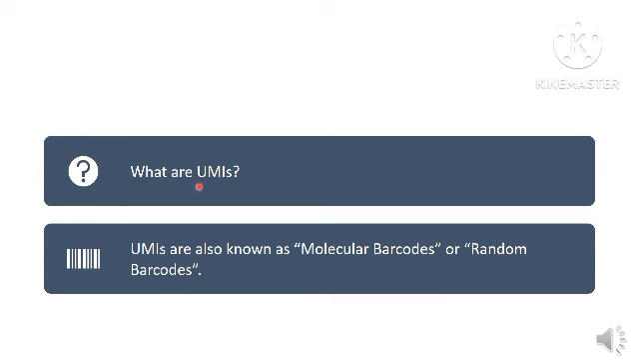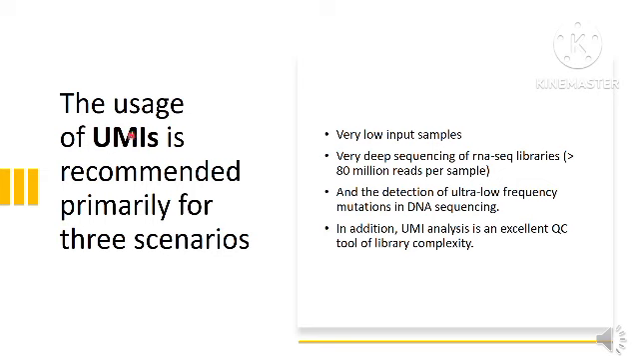So the solution for reducing sequencing error and PCR amplification errors is using UMIs. What are UMIs? UMIs are also known as molecular barcodes or random barcodes. So why do we use UMIs? It is useful in three scenarios particularly. When you have a very low input sample, when you are going for deep sequencing of RNA libraries, and for the detection of ultra low frequency mutations in DNA sequencing, you will use UMIs.